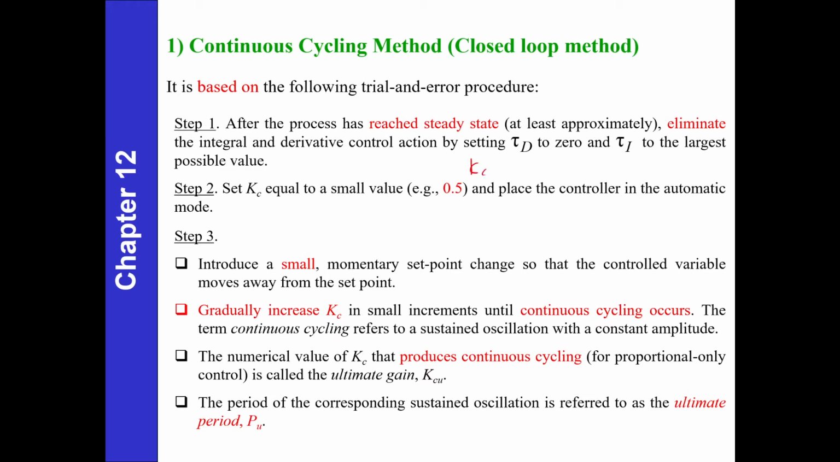Whereby Kc over Gc is equal to Kc (1 + 1/(tau_I s) + tau_D s). It is why tau_D is set to 0, because we want to eliminate this term. And for tau_I, we set it to be a large possible value so that when 1 over a large value, it will be approximately 0. This is why we set it to be a large value.